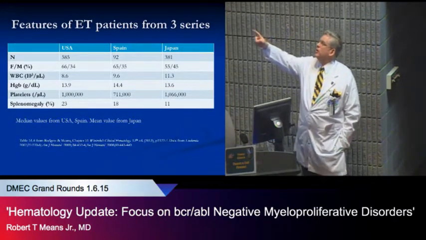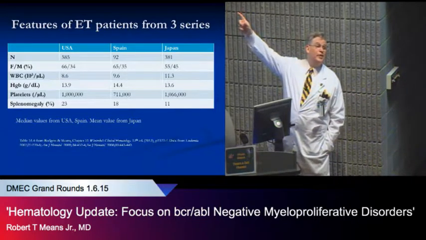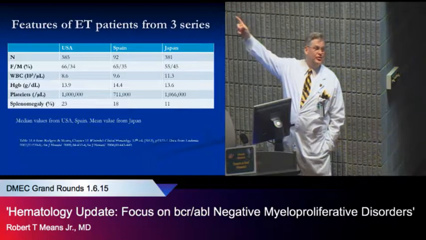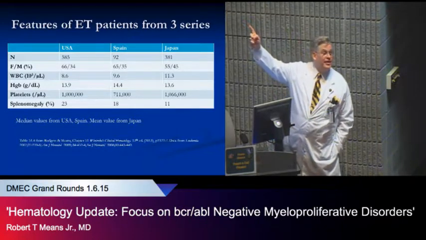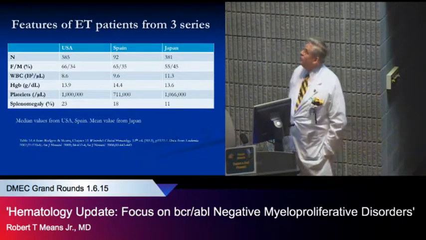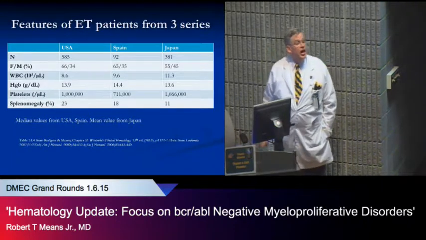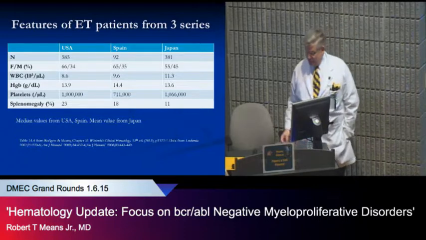Palpable splenomegaly is seen in Japan. These were all palpated spleens. They weren't radiologically measured spleens. In the US, they were palpable and radiologically measured, so that's why there's twice as many. In Spain, it was a mix. So about 10% of people, you'll feel a spleen. If you scan for it, you'll see it in about a quarter of people with essential thrombocytosis.